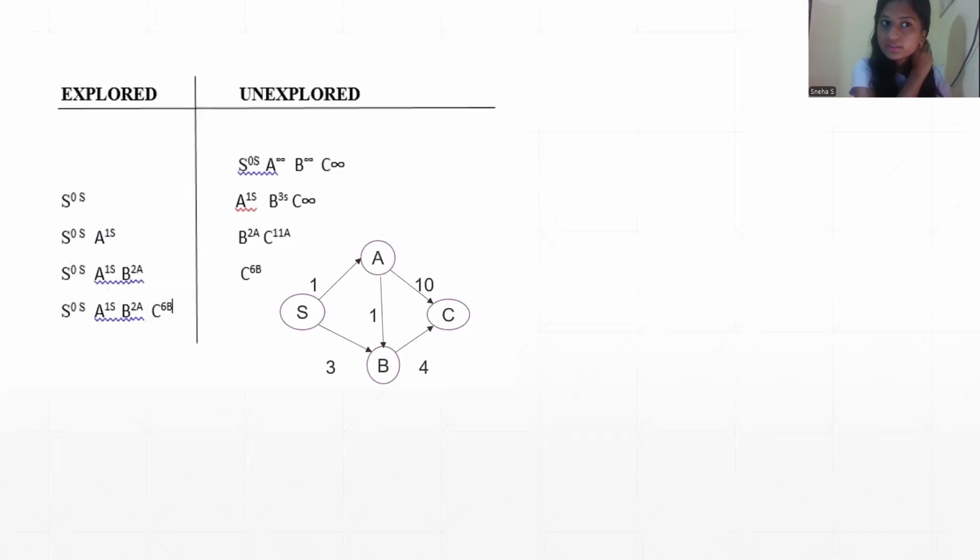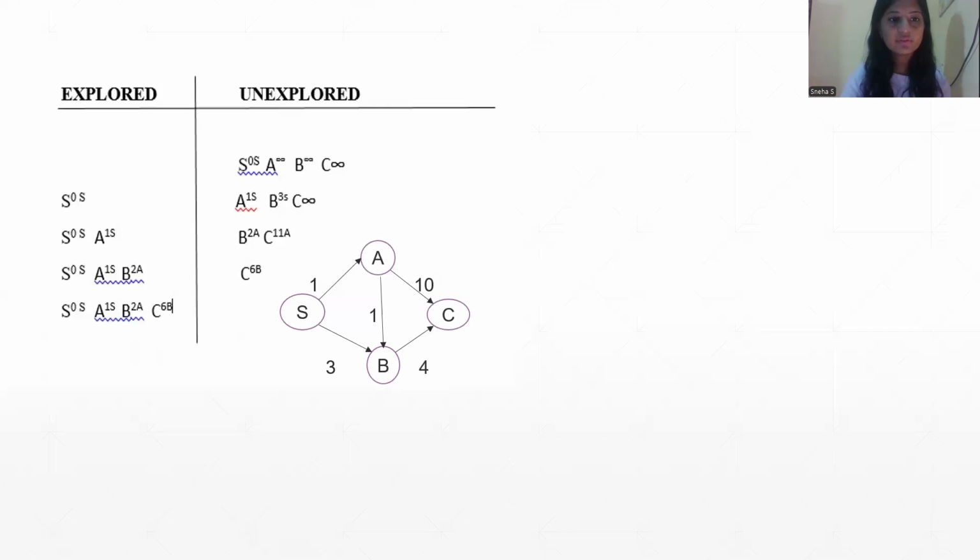When you consider the source, there are only two possibilities, that is A and B. From the source to A it is 1, where S denotes the source, and from S to B it is 3, which is the edge length between S and B. And from the source to C there is no direct path, so we'll be writing it as infinity. Now let us consider the shortest among A, B, and C, which is A. So we'll be taking A to the explored side.